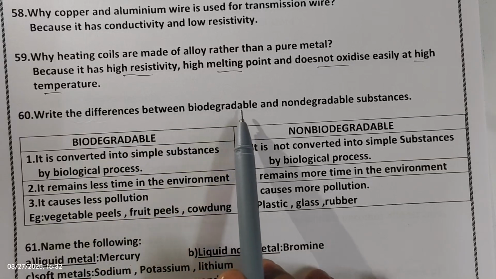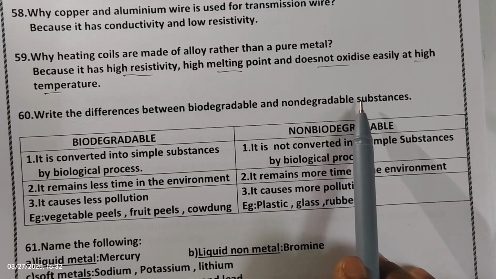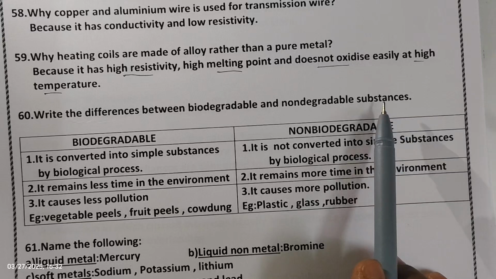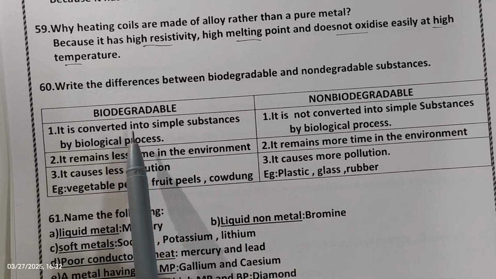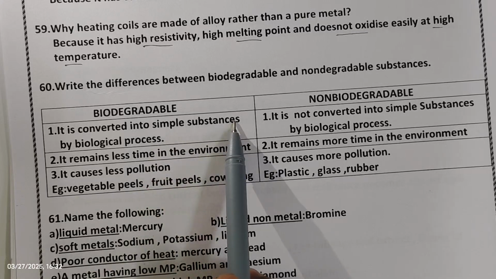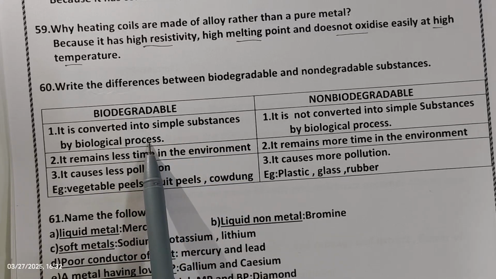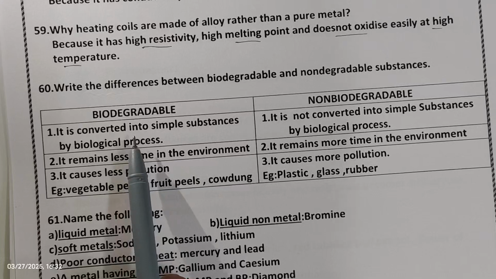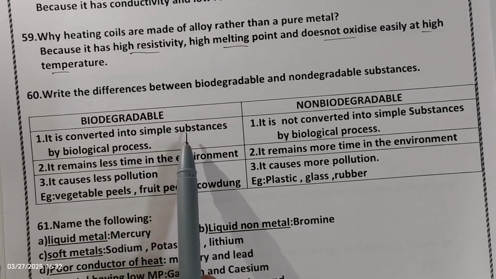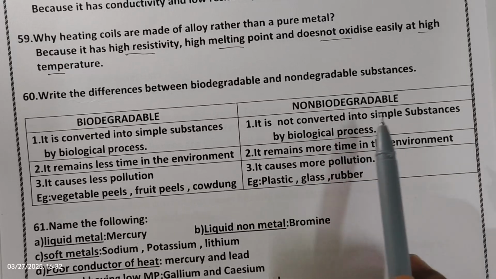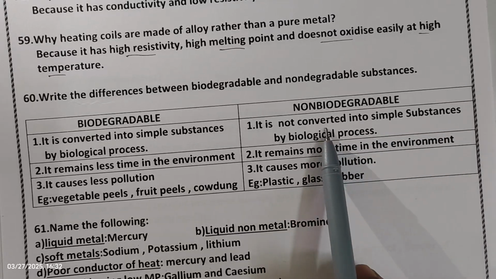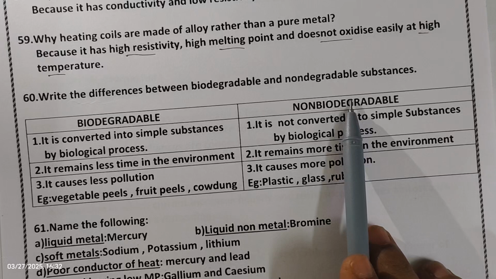Write the differences between biodegradable and non-biodegradable substances. Biodegradable substances are converted into simple substances by biological process. By any biological process, they can be easily converted into simple substances, that is biodegradable. If they are not able to be converted into simple substances by biological process, that is non-biodegradable.